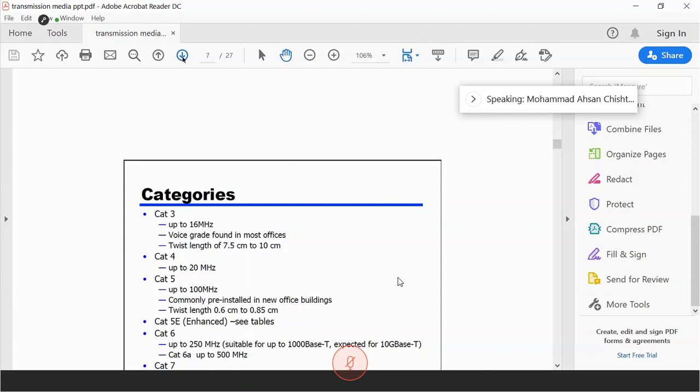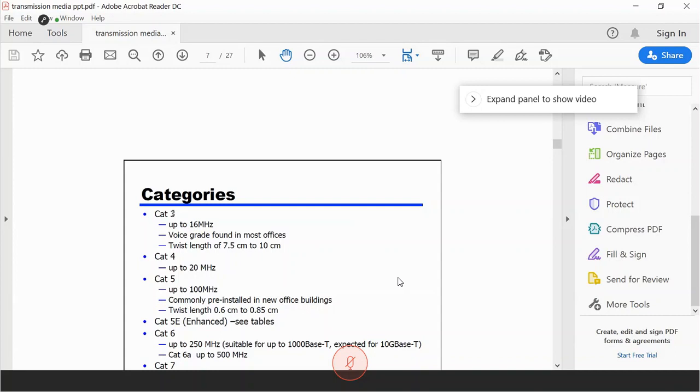There is category 3 twisted pair. This is 2 insulated wires. This is for the telephone that has been used. Then you see Cat 4 as well, Cat 5 as well, Cat 6. You can see the differences between these are the frequencies that have been used, the twist lengths, how many twists you have per centimeter. The more the number of twists, the better the wire, and so on.